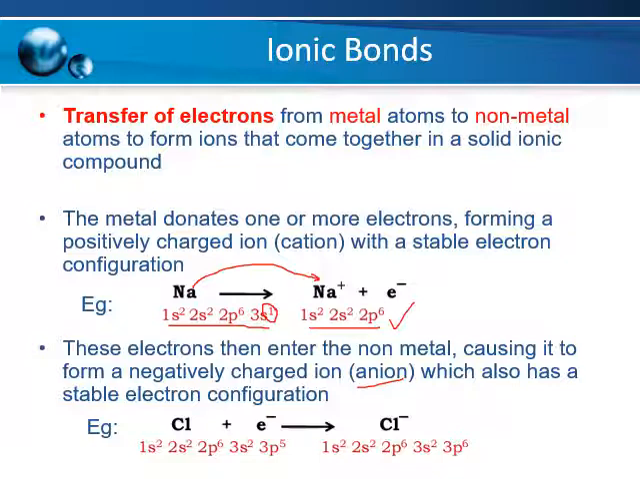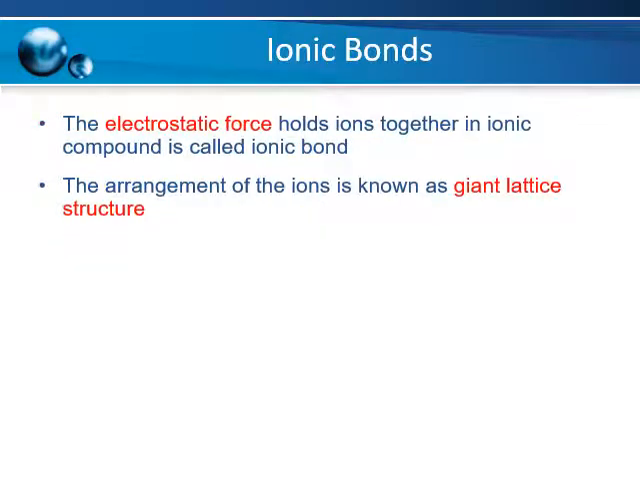Those electrons can enter the non-metal, forming a negatively charged anion. For example, Cl will receive 1 electron from Na just now. Cl is atomic number 17, group 7A. So 1s2 2s2 2p6 3s2 3p5. You have 1 extra space to be filled to become an octet, so you can receive 1 electron to become Cl-. Now you have a complete octet. So ionic bonding has an electrostatic force that holds the ions together. We call it ionic bonding.